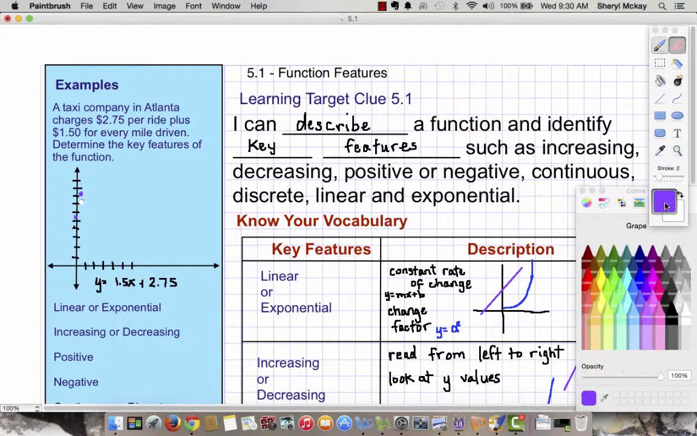Now I erased my blue. Okay, so this is a half, and that's another half, and that's another half. So that's 1.5. Okay, so I think I'm going to go ahead and just draw my line here. Now I'm not going to go below 0 because you never owe the cab. I mean, the cab driver never owes you money. So let's go ahead and connect my 2 dots.